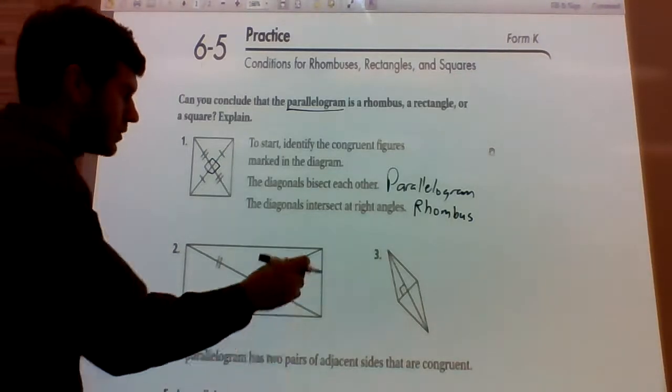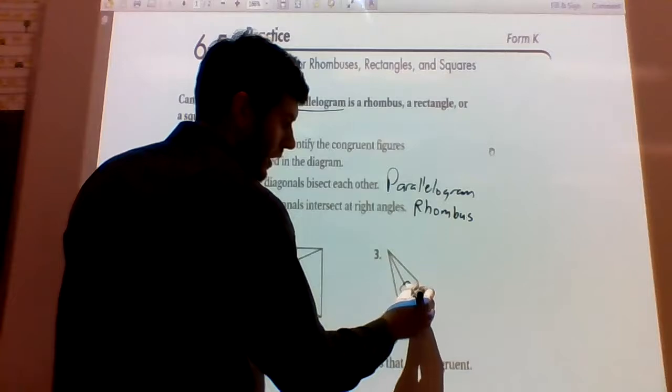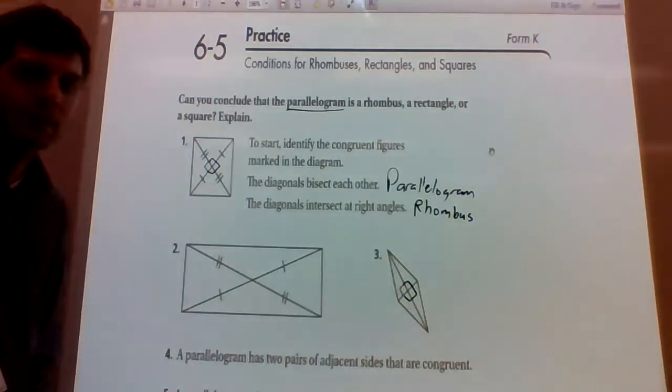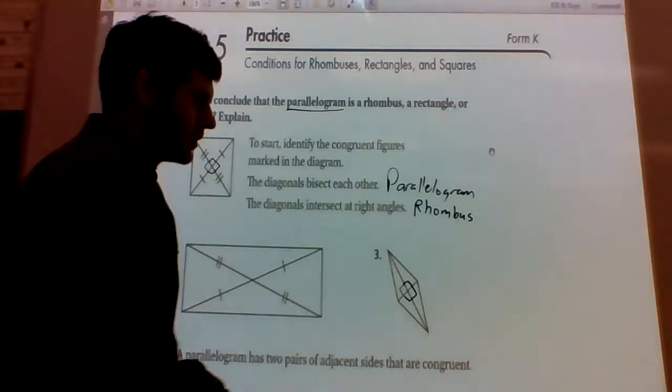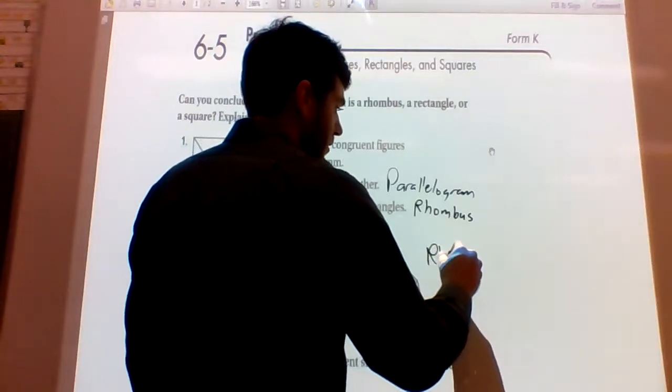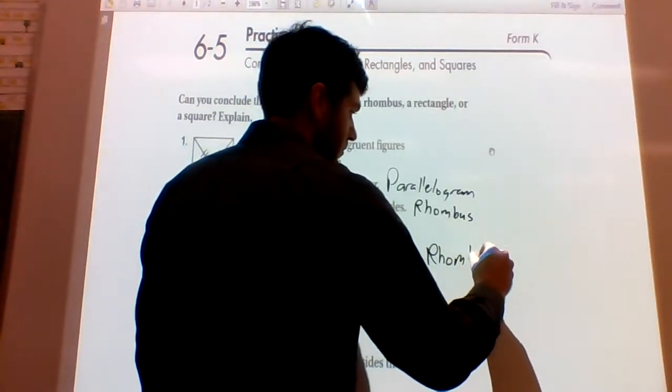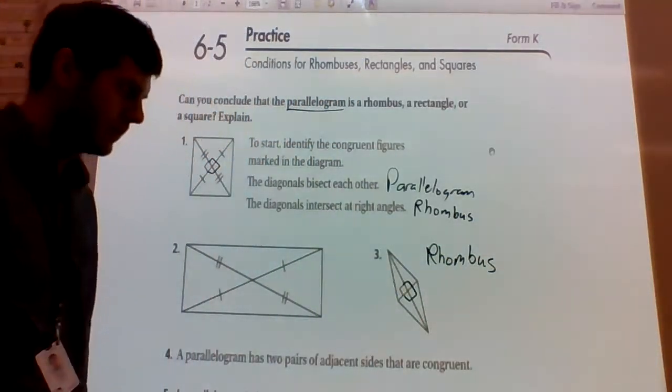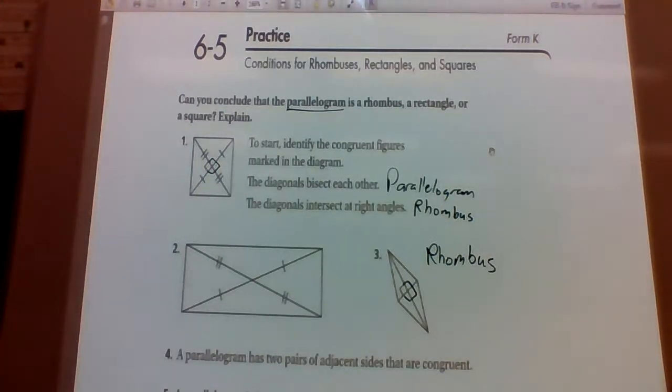Okay, number 3, again, just like number 1, we see a right angle. So the diagonals are perpendicular. We have a rhombus. Diagonals being perpendicular is a unique property of a rhombus.